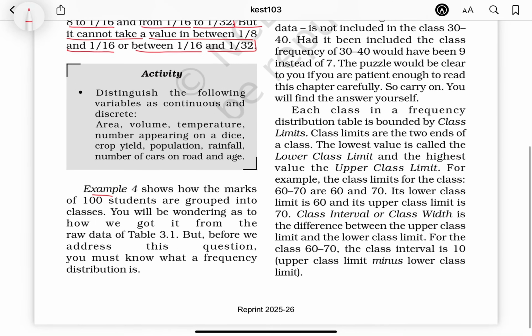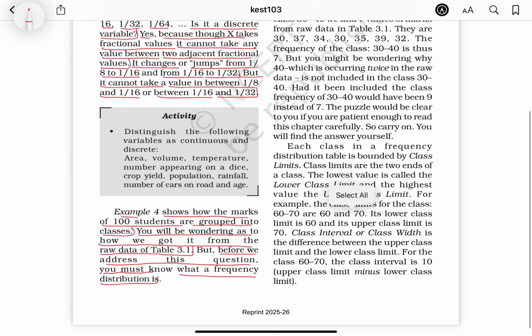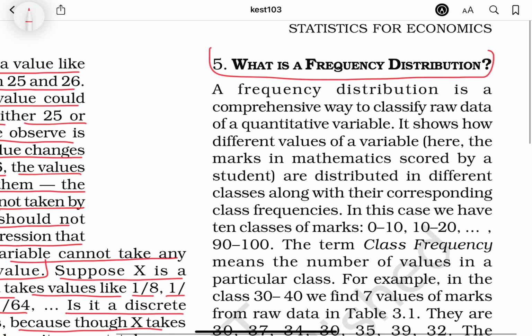Example 4 shows how the marks of 100 students are grouped into classes. You will be wondering as to how we got it from the raw data of table 3.1. But before we address this question, you must know what frequency distribution is. What is frequency distribution?